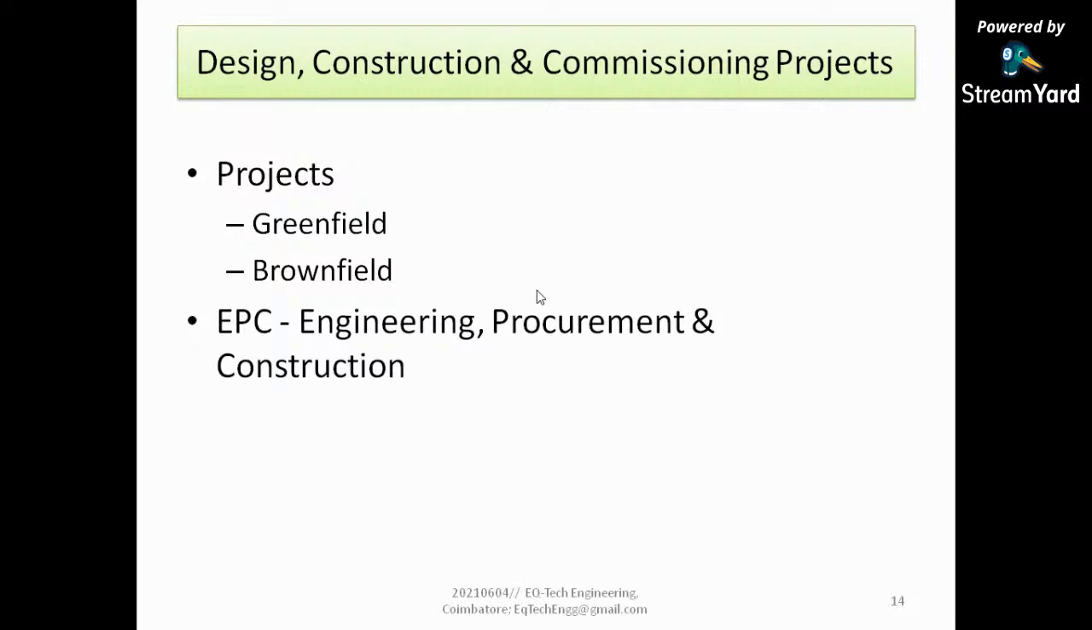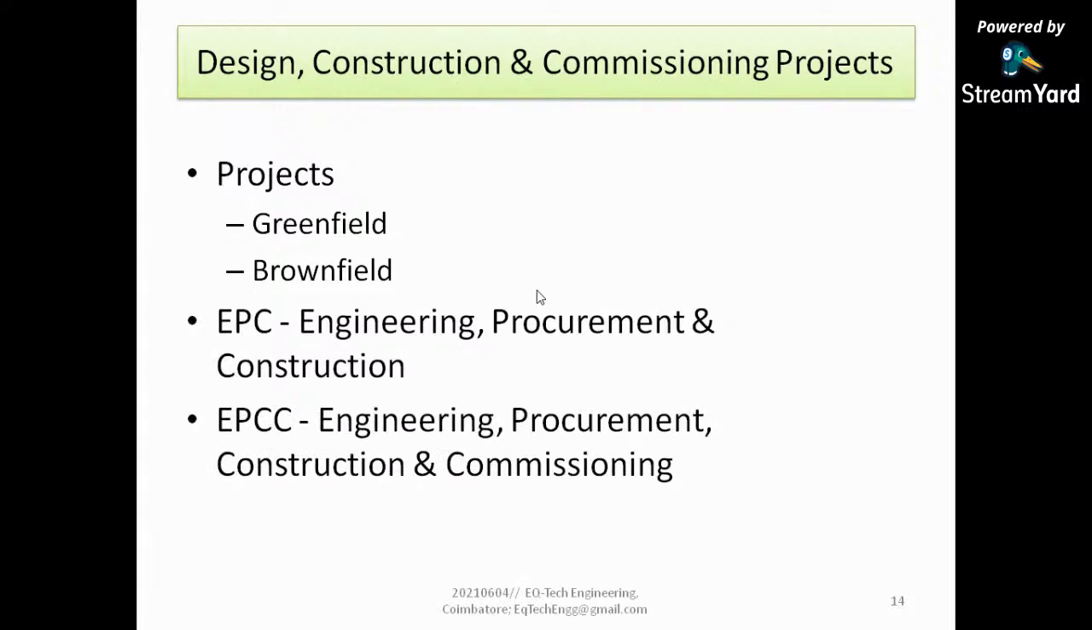Then there are various models of engineering, procurement, construction, and commissioning. The famous model, normally usually preferred, is EPC, that is engineering, procurement, construction. There is also another model available which is called EPCC, which is engineering, procurement, construction, as well as commissioning. So we have different contractors, they call EPC contractors in general. They can provide the services to the plant operators or the end users or the plant owners.